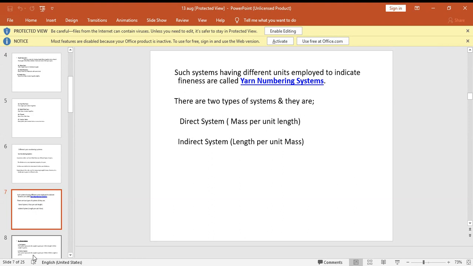The systems having different units employed to indicate fineness are called yarn numbering systems. So what is a yarn numbering system? The systems having different units employed to indicate fineness. There are two types of systems. The first one is the direct system. Direct system is mass per unit length. Indirect system is length per unit mass, vice versa.